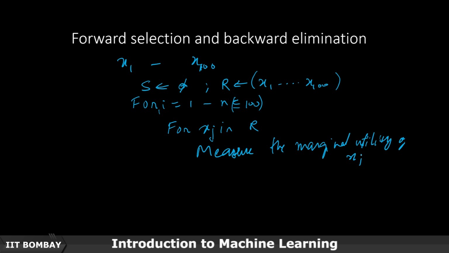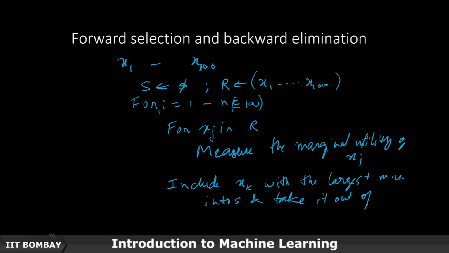Once we have done that, then we include xk with the largest marginal utility into S and take it out of R. So basically we are moving variables one by one from R to S, and each time we find the one that has the largest marginal utility and move it to S. Backward elimination works the opposite way, where S starts with all the variables and R starts with no variable, and we eliminate the ones that have the least marginal utility if eliminated from the machine learning model.